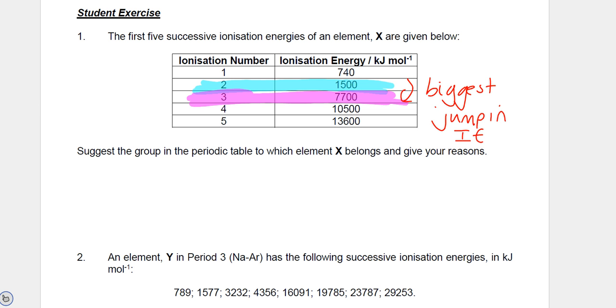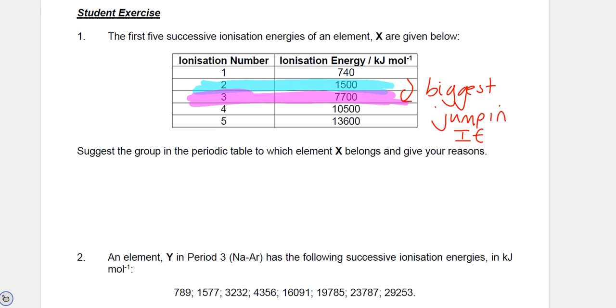Looking at the answer to question number 1, what we're looking for from the table is where is the biggest jump in ionization energy? And the biggest jump, the biggest difference between any of the two numbers is between ionization energy number 2 and number 3.